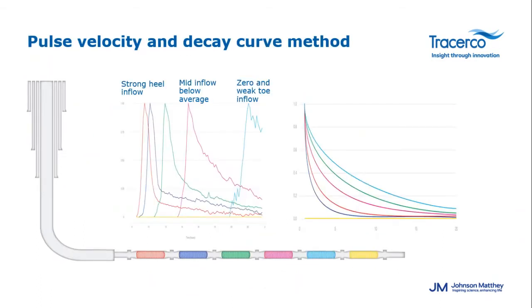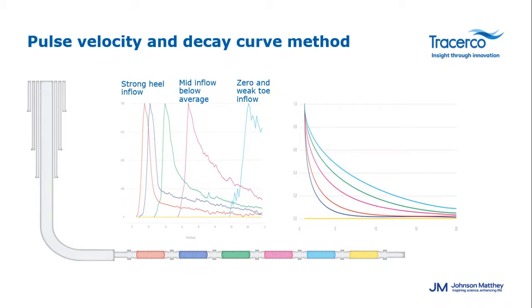Based on the arrival timing, volume produced, and volumes between where the tracers are located, we can quantify the production along the lateral. This slide presents what actual tracer curves may look like. After being shut in, the tracer clouds are produced as pulses, located on the left, and the decay curves are used to calculate the volumes, located on the right, not the concentrations directly.